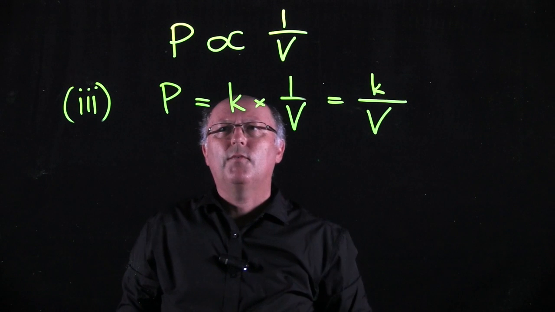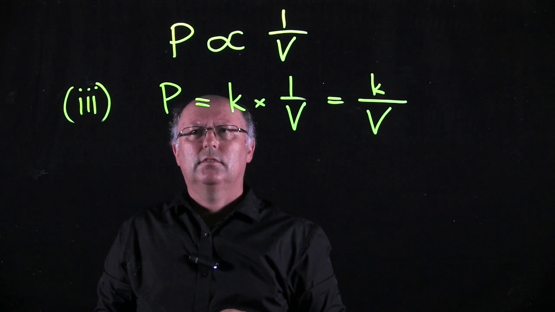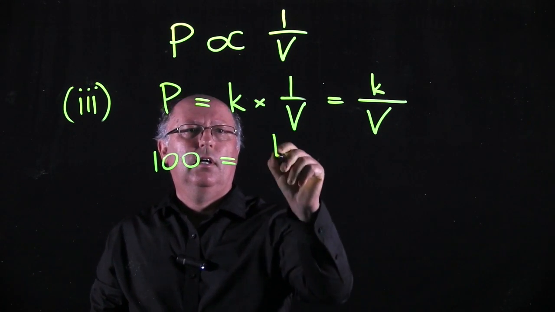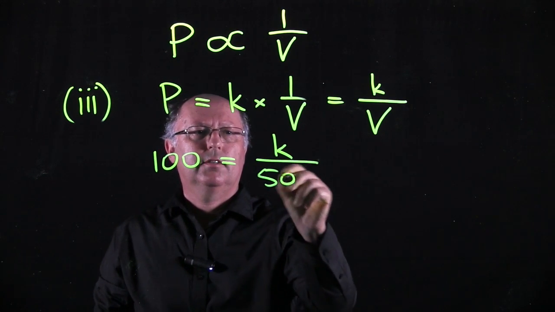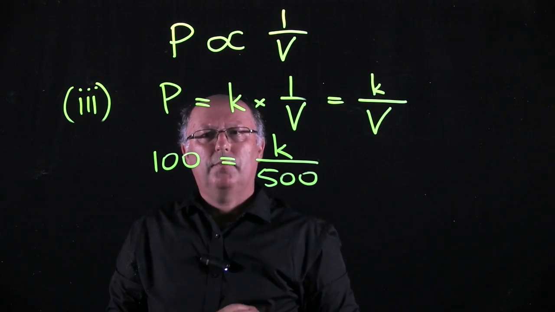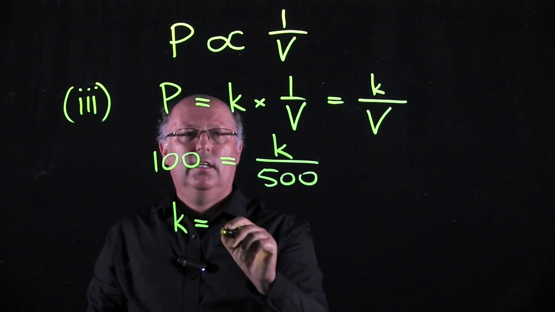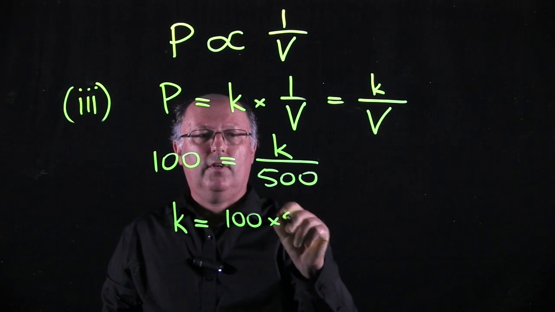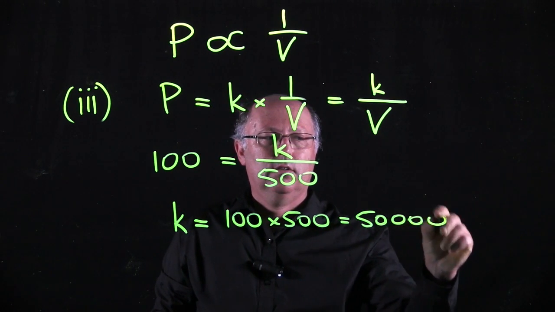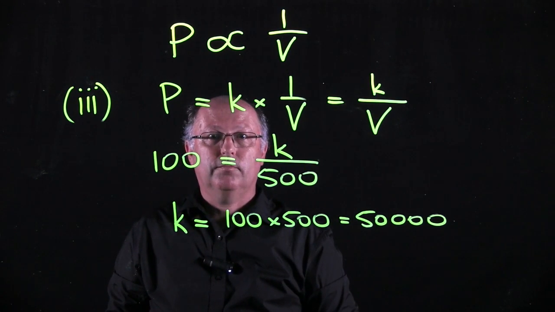But to find the value of K, we insert our original values for pressure and volume. The pressure was 100 kilopascals and the volume was 500 milliliters. To find K, we're going to multiply both sides of this equation by 500 and that will tell us that K is 100 times 500, which will be 50,000. So pressure is equal to 50,000 divided by volume.